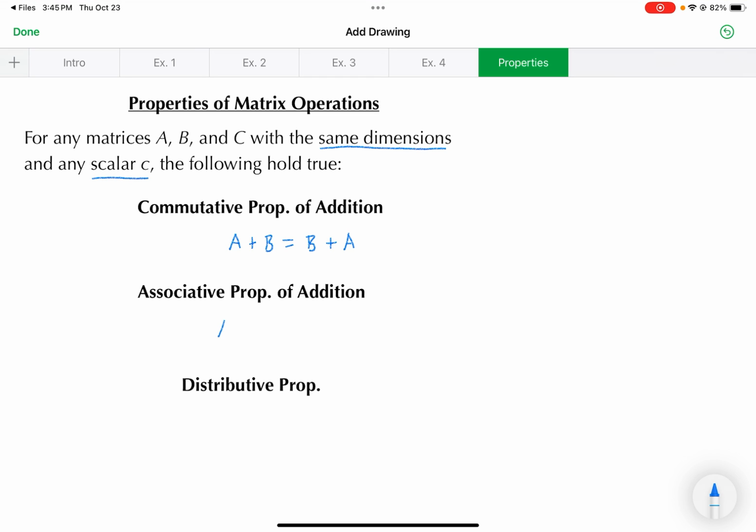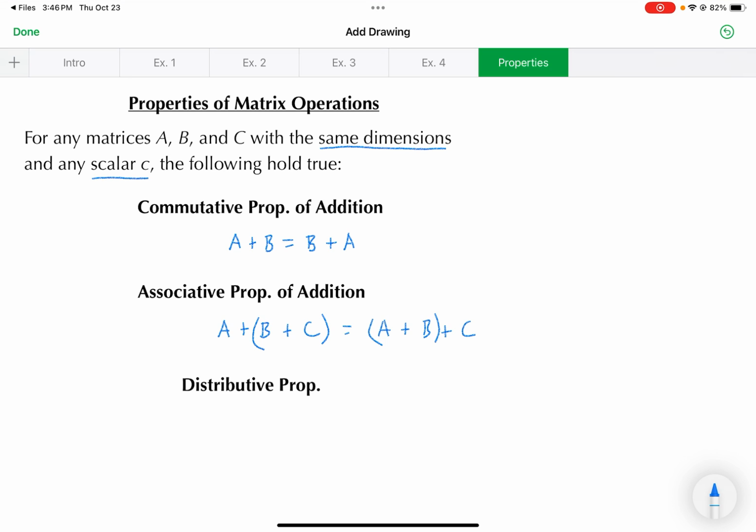The associative property of addition works as well. If I add 3 matrices together, I have to do 2 at a time, right? So maybe I'm going to add B and C together first and then take the result and add it to A. Well, that would be no different if I added A and B first and then took the result and added it with C.